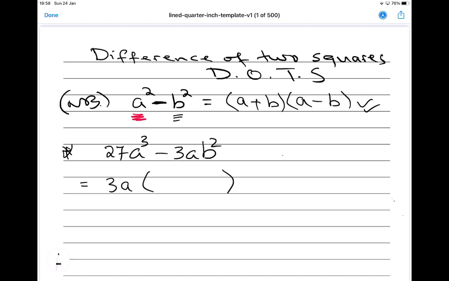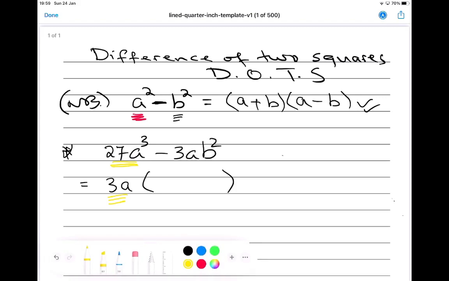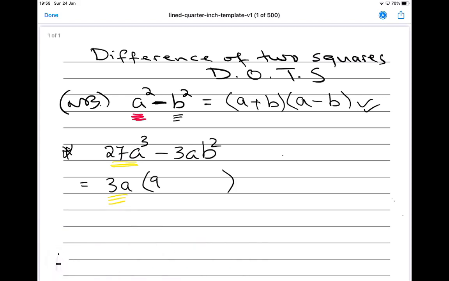So if 3a is common, then what do we have inside? So take each of those terms, 27a cubed, right? Take that and divide it by 3a. You will get 9a squared. Do the same thing for the second term. You'll get a negative b squared. Now you will notice what we have inside the bracket is actually difference of two squares. 9 is a square number. A squared is obviously a square number, and b squared is a square number. So that is difference of two squares.